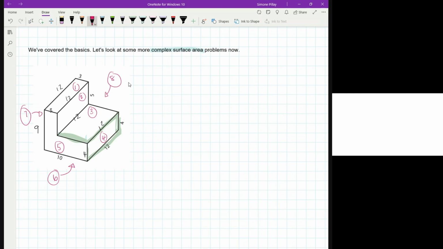surface area. So what I'm about to do is going to be confusing for you guys, because I'm going to do it all in one step. Well, actually, it shouldn't be confusing.